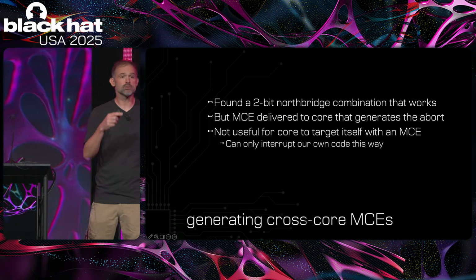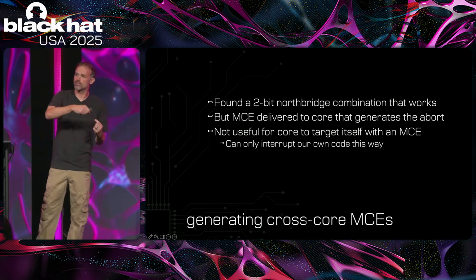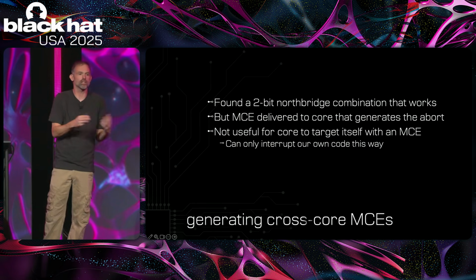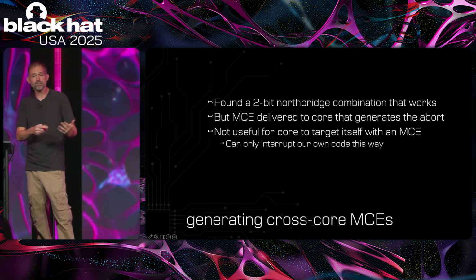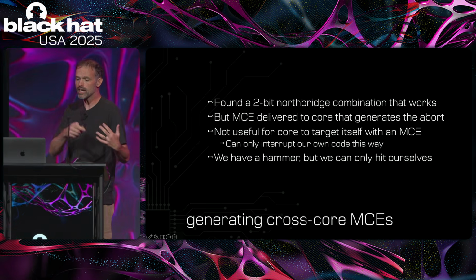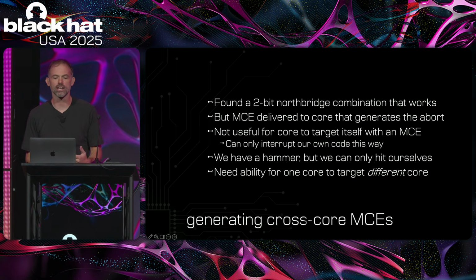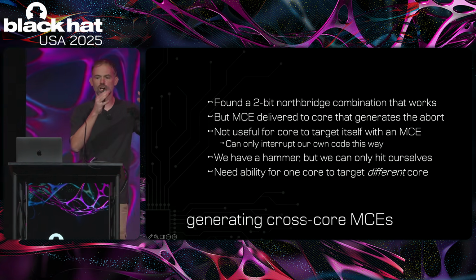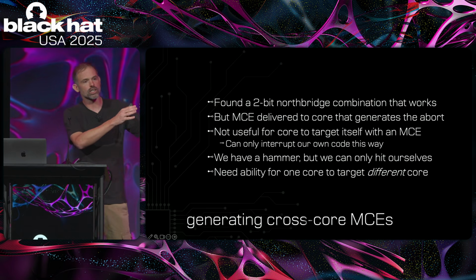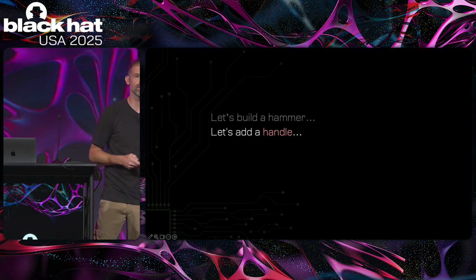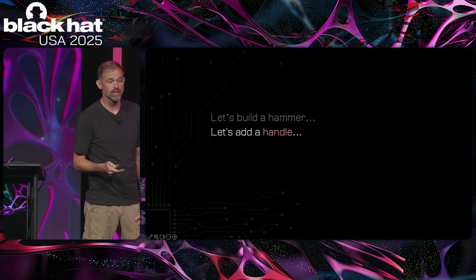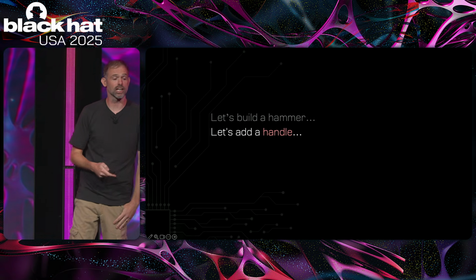That's a problem because it means that a core can only ever target itself with a machine check exception. We can only ever interrupt our own code this way. That's not very useful for exploitation. We've got a hammer, but we can only hit ourselves with it right now. We need some way to cause one core to be able to trigger a machine check on a different core if we want to use this for some kind of exploitation. So basically, we need a handle for our hammer.